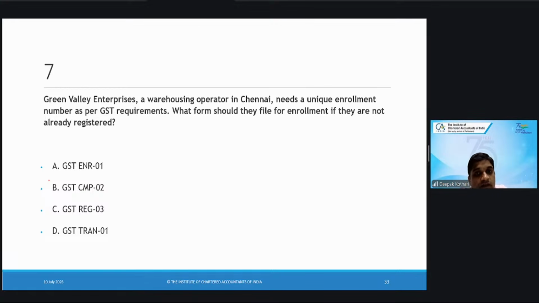Yeah, this one is an enrollment. That is, a warehouser who is not registered needs a unique enrollment number. So to get that enrollment number, they have to file ENR1. Okay, so that is the form for getting the enrollment number. Application will be in ENR1.